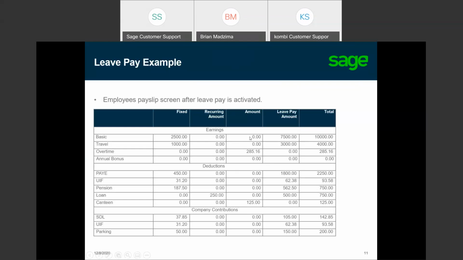So that's basically the concept of activating leave pay. You'll see our parking as well has been multiplied by 3 weeks, which are our leave pay periods that we activate leave pay for.